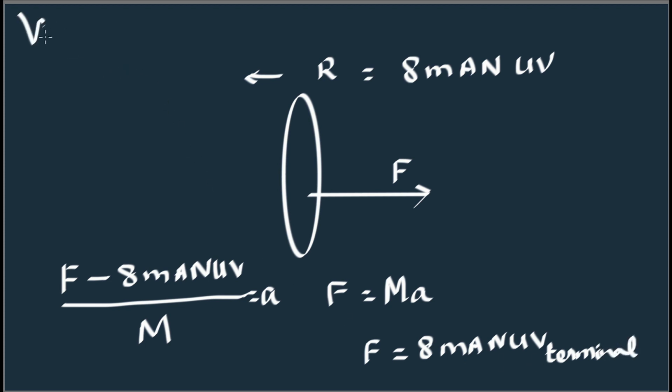So if I wanted to know what the terminal velocity was, the answer is F divided by 8m a n u. You can see that if the cross-section area is larger, the terminal velocity is less, and if the number density is larger, the terminal velocity is less, and if the molecules are moving faster, the terminal velocity is less, which means if I heat the gas, the terminal velocity will be achieved sooner.